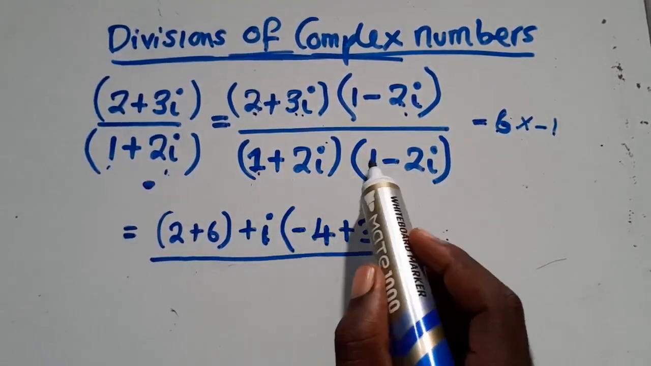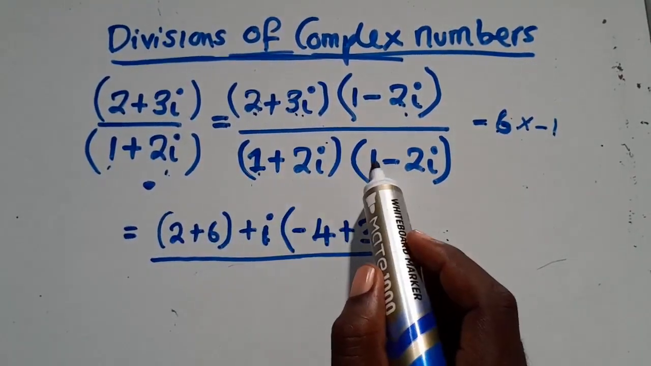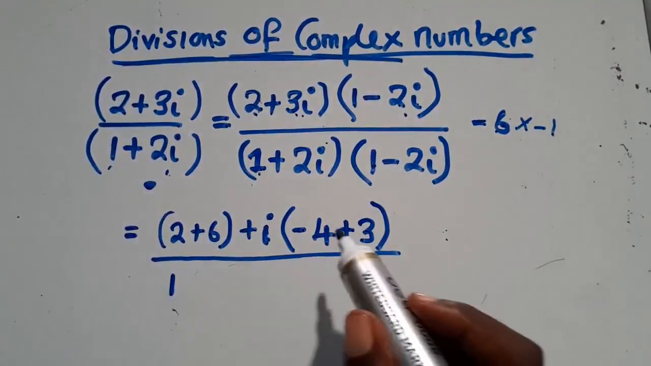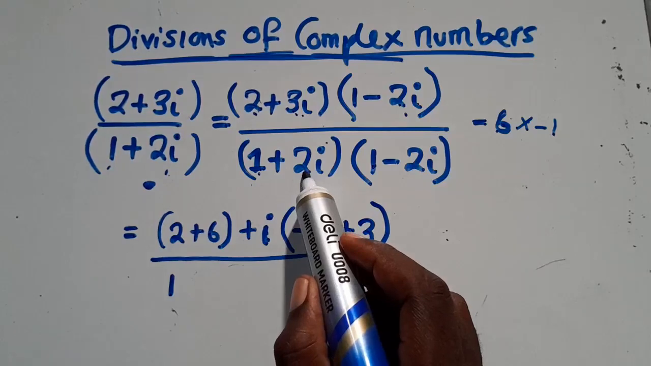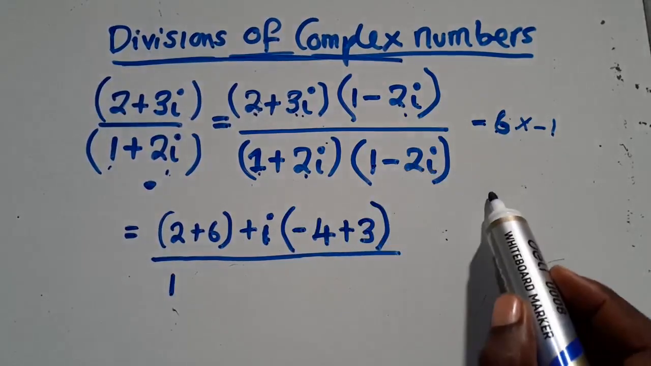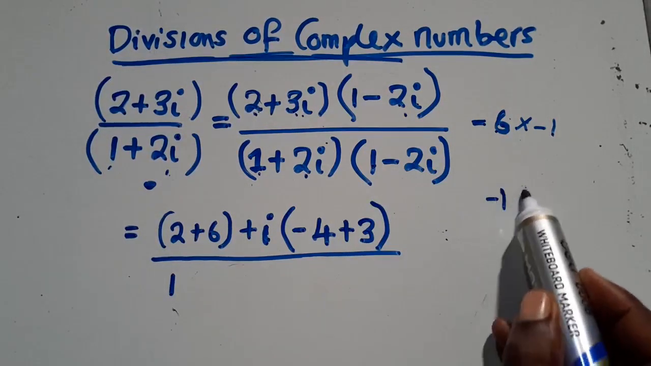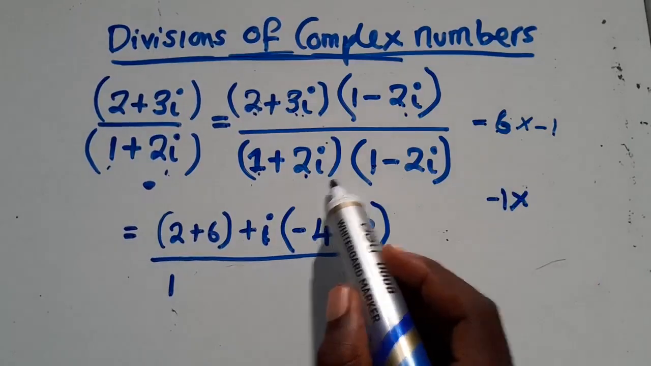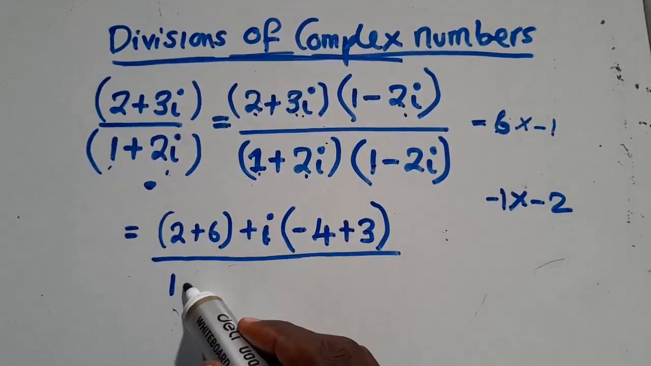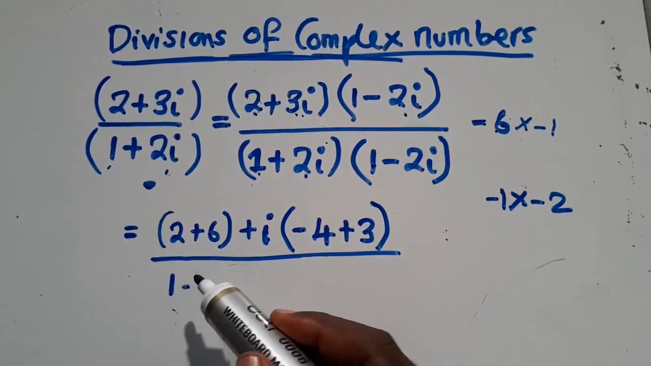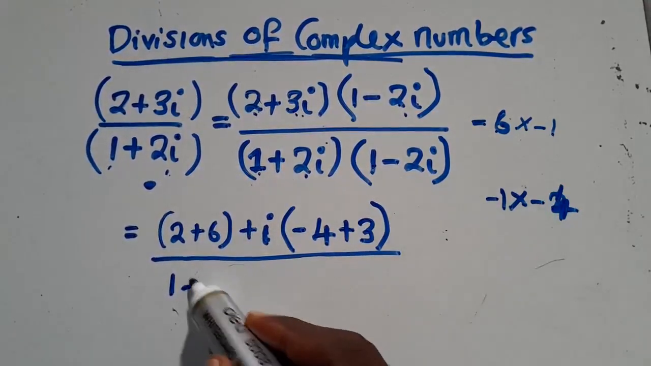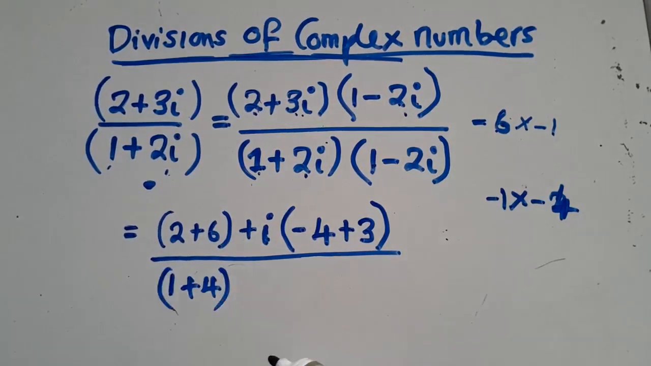You say this times that. 1 times 1 is 1. Then this one here, 2i times negative 2i: i times i is negative 1, and 2 times negative 2 is negative 4, so negative 4 times negative 1 gives positive 4. So it is just positive 4. This is what you're going to do.